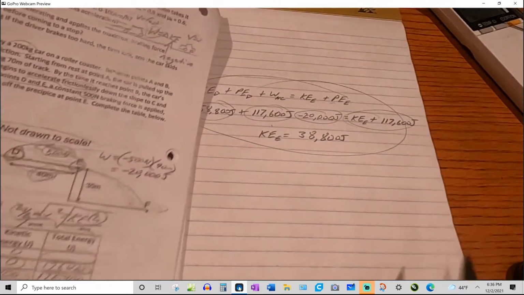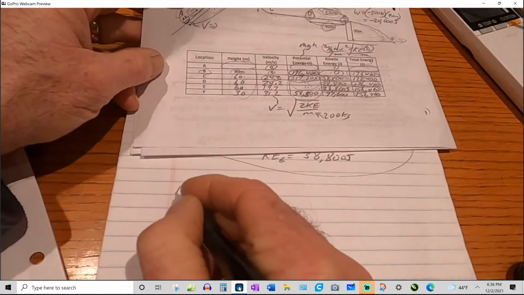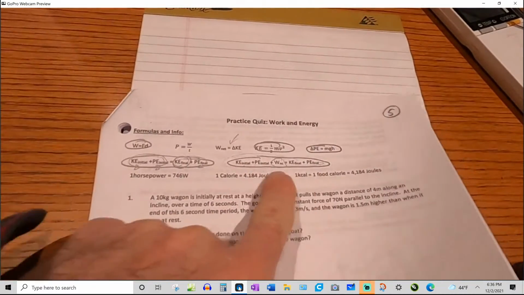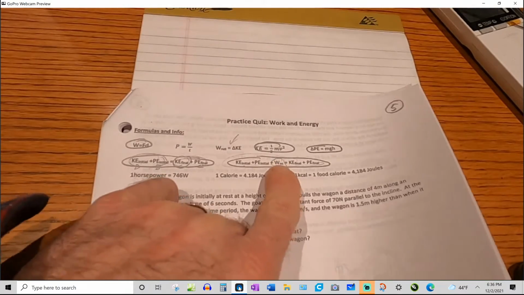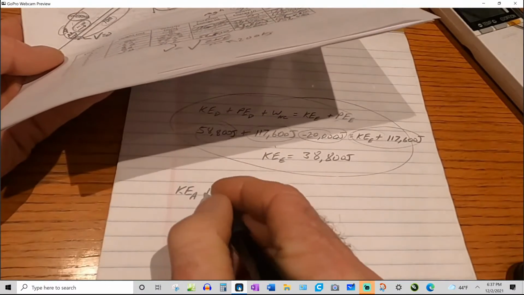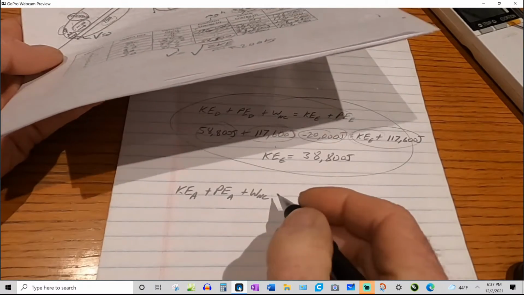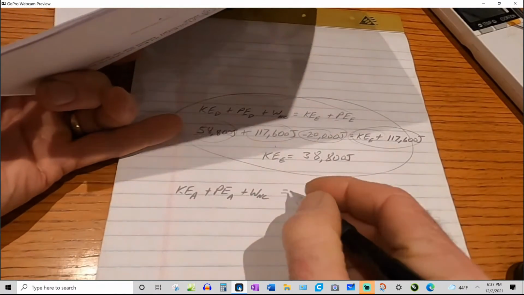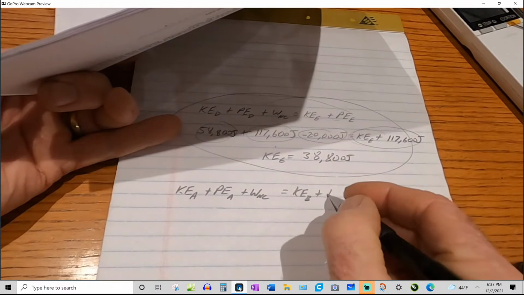So I'm going to use the same formula. I'm going to write this same thing, except I'm going to use different letters and substitute some different stuff. You can always use this formula if you want. You could use this in a lot of places, but if there's no non-conservative work, then that just becomes 0. So the kinetic energy at A plus the potential energy at A plus any work by an outside force, which is going to be this force that's acting on this cart, equals the total energy at B, which is the kinetic energy at B plus the potential energy at B.